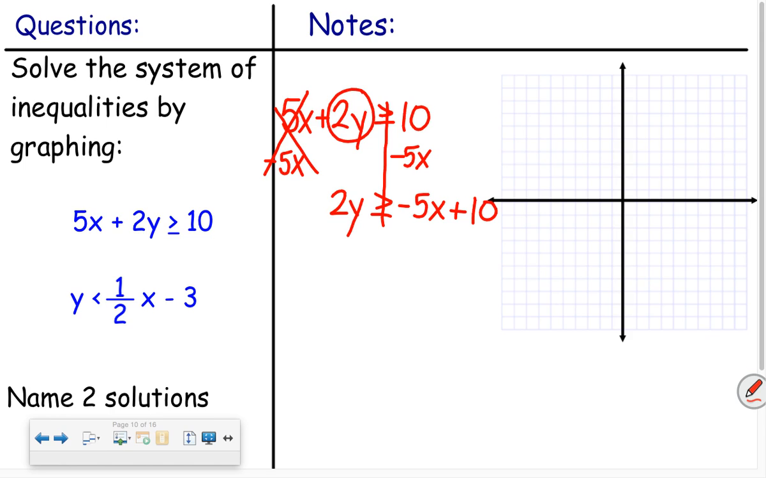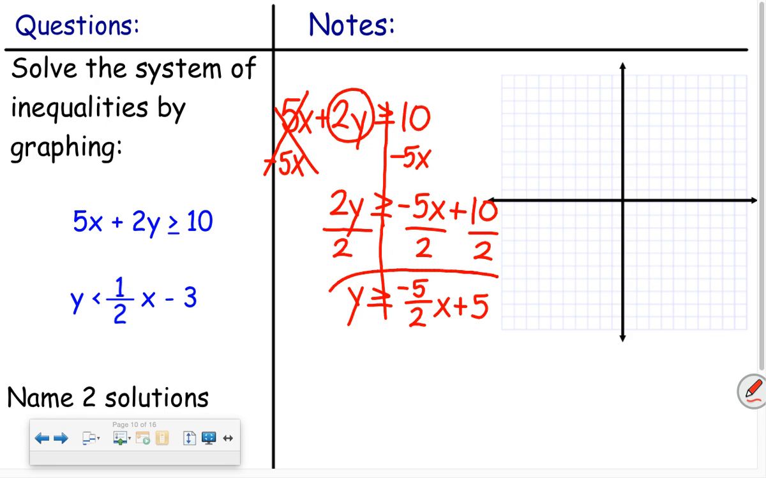And I like to write the slope number first, which is the one with the x. Then in order to get rid of the 2 next to the y, I need to divide every single number by 2. So I'm left with y is greater than or equal to, negative 5 over 2 is not a nice number, so I'll leave that as a fraction, and 10 over 2 is 5. So here is the first inequality I am going to graph.